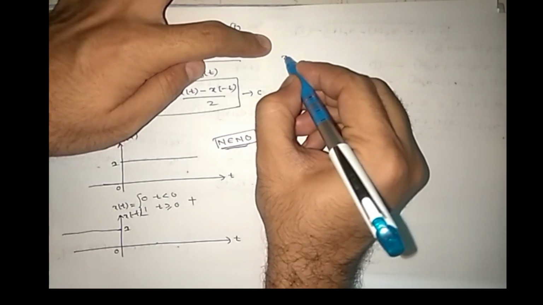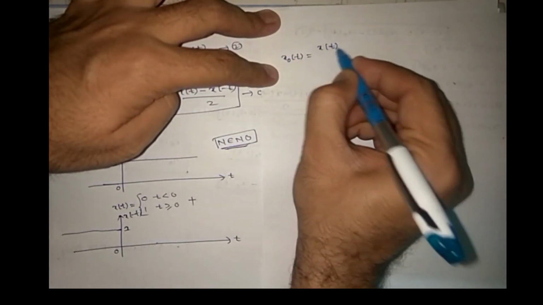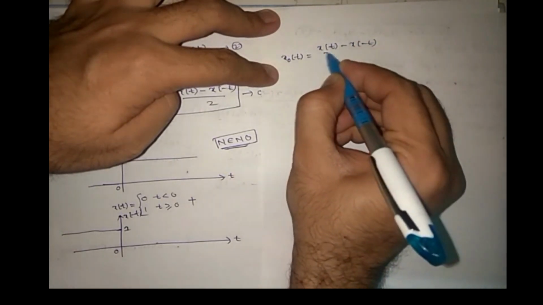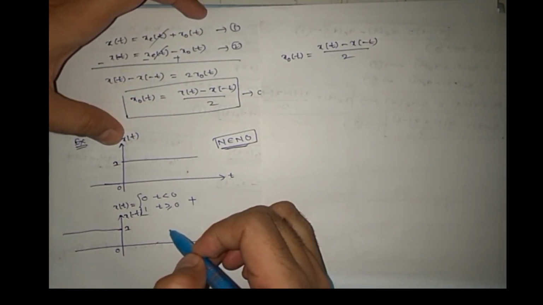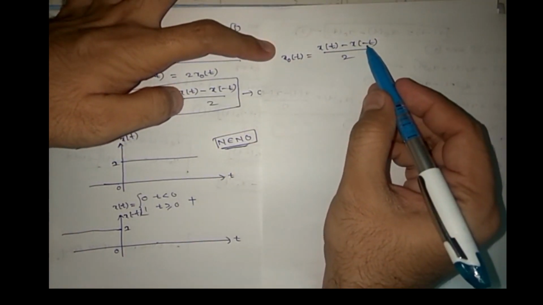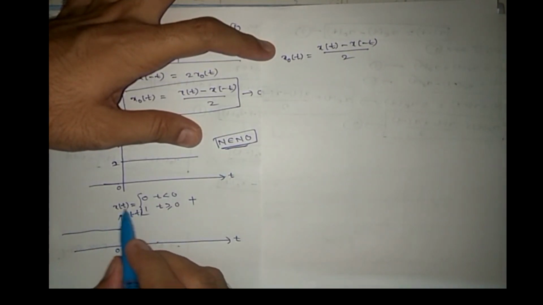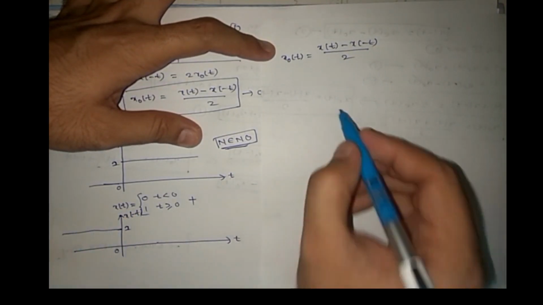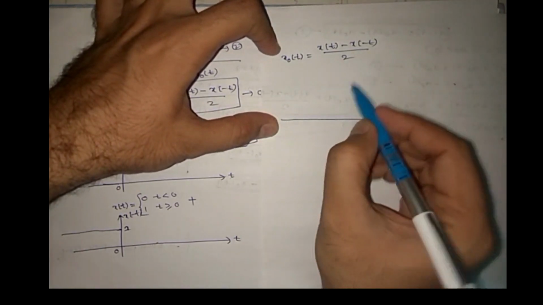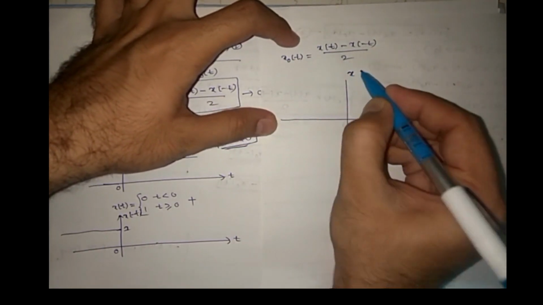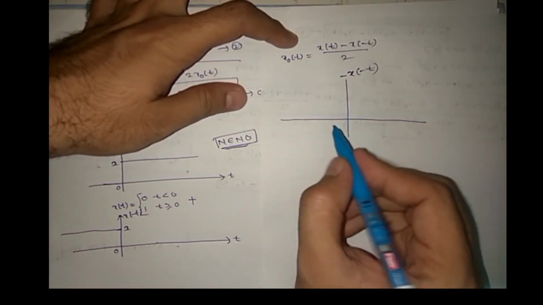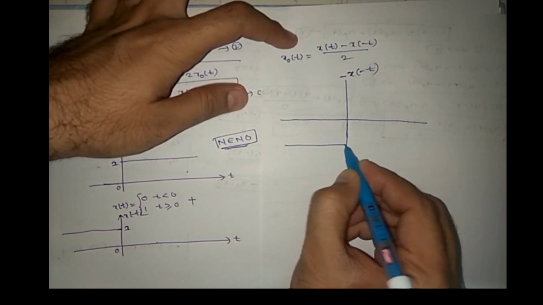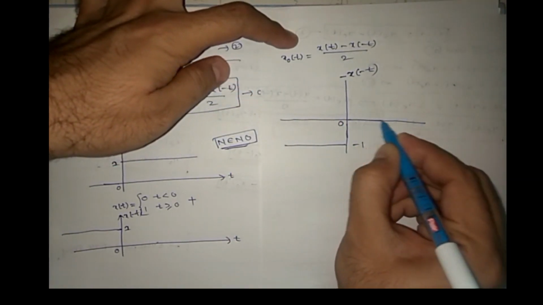So let us now find the odd part of the signal. How will you find it? The odd part of t equals x of t minus x of minus t by 2. So x of t is this one, x of minus t is this one, but for minus of x of minus t, how will you find it? Here we need to make an amplitude reversal, right? So this is x of minus t, and minus of it. What will come? Minus 1 will come, right? This is minus 1, 0, this is 1.